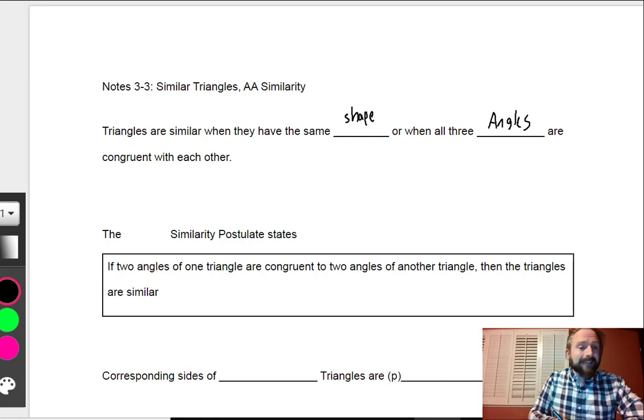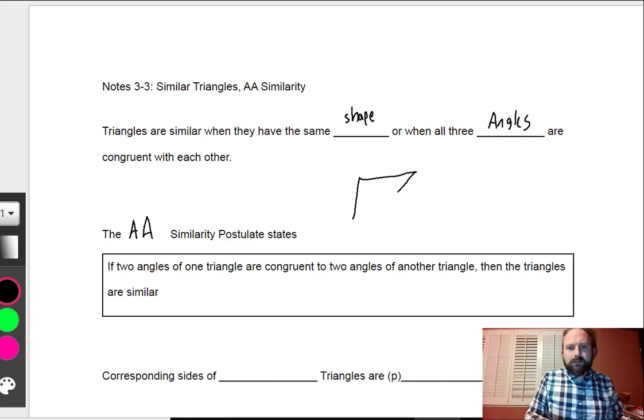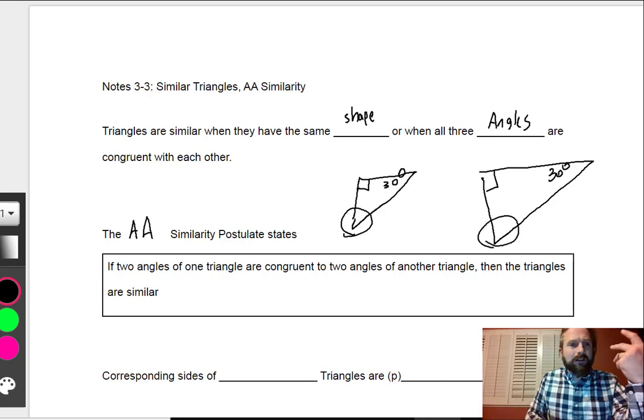So the angle-angle similarity postulate states, if two angles of one triangle are congruent to two angles of another triangle, then the triangles are similar. Well, okay, let's break this down. So basically, if this is 90, and let's say this is 30, and this guy right here is 90, and this is 30, well, then this angle right here has to be 60. There's no other way around it.